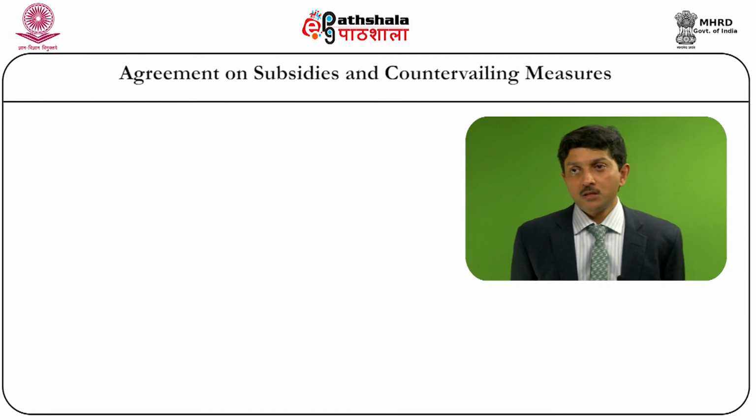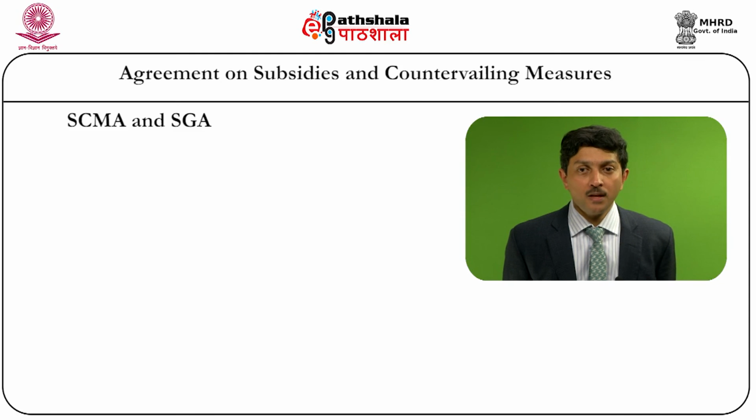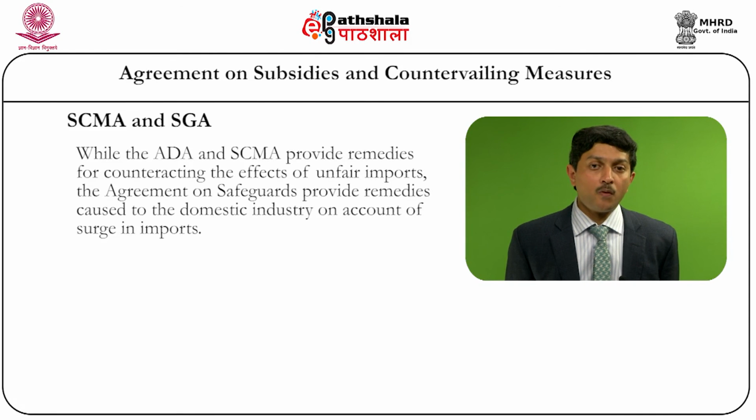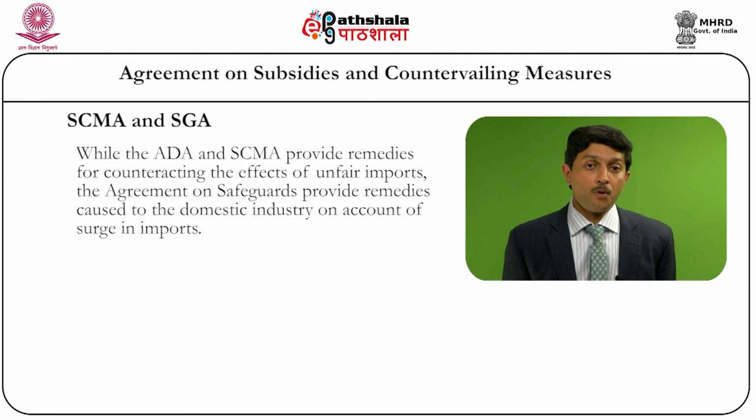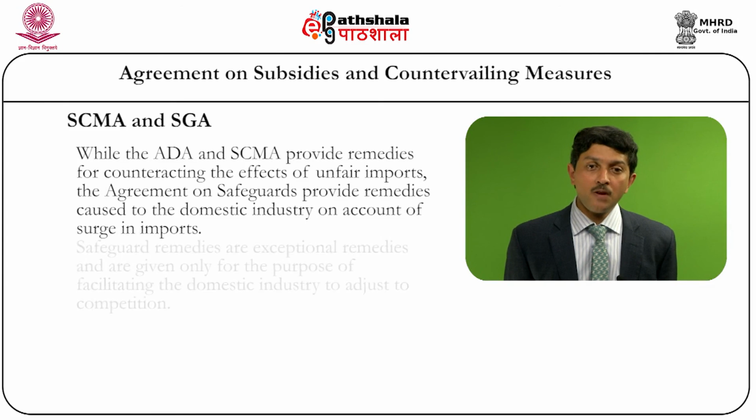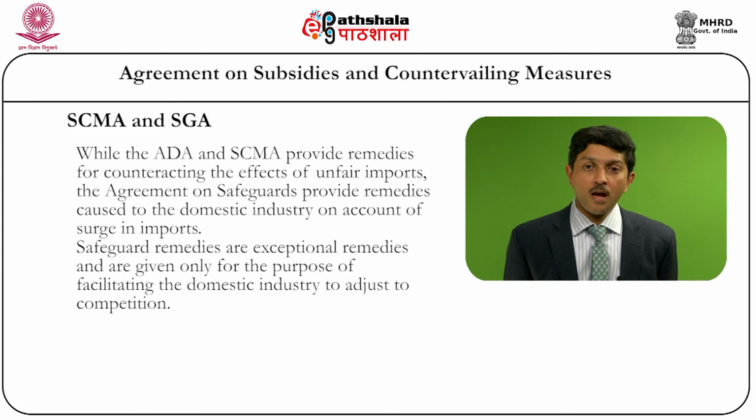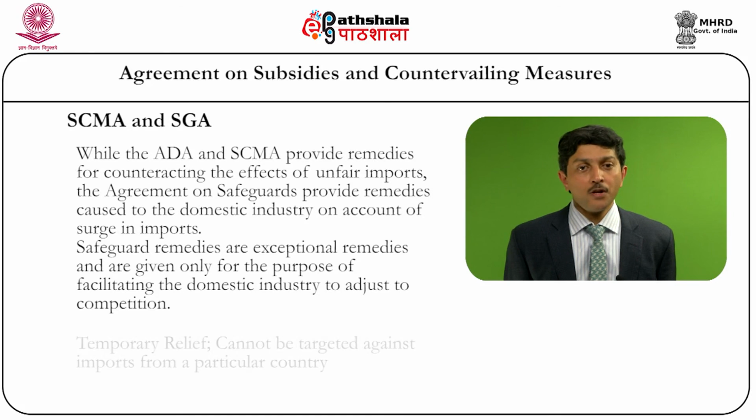Coming to the last agreement, which is the Safeguards Agreement, the anti-dumping and the SCM agreement provide remedies for counteracting the effects of unfair imports, whereas the agreement on safeguards provides remedies for injury caused to the domestic industry on account of a surge in imports. The safeguard remedies are exceptional remedies and are given only for the purpose of facilitating the domestic industry to adjust to competition. And importantly, the safeguard duties are for a short period of time.